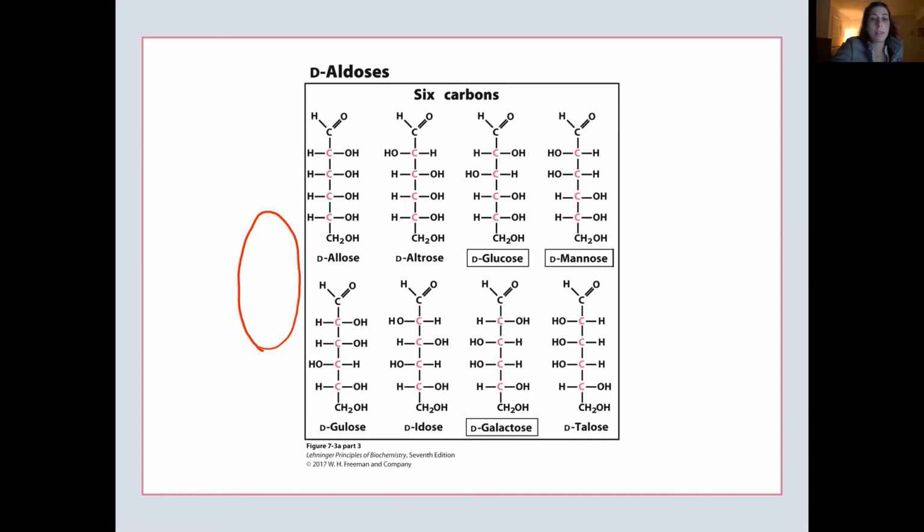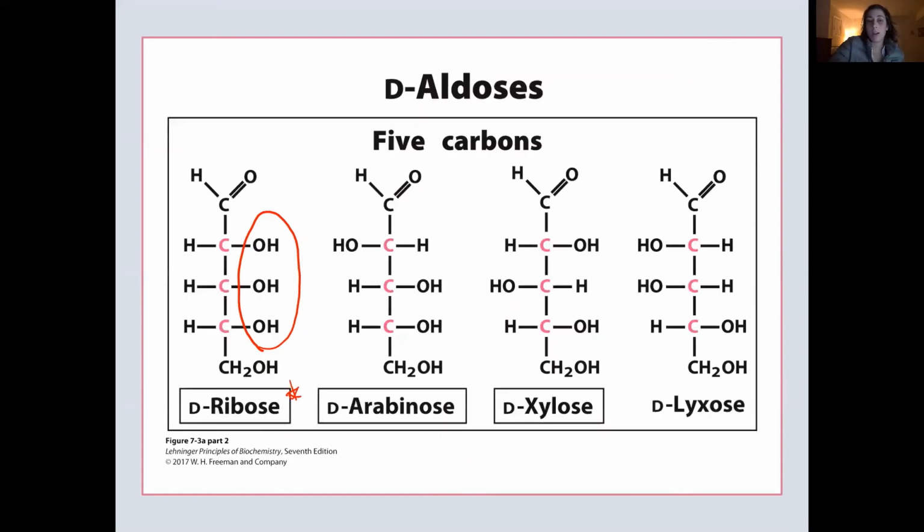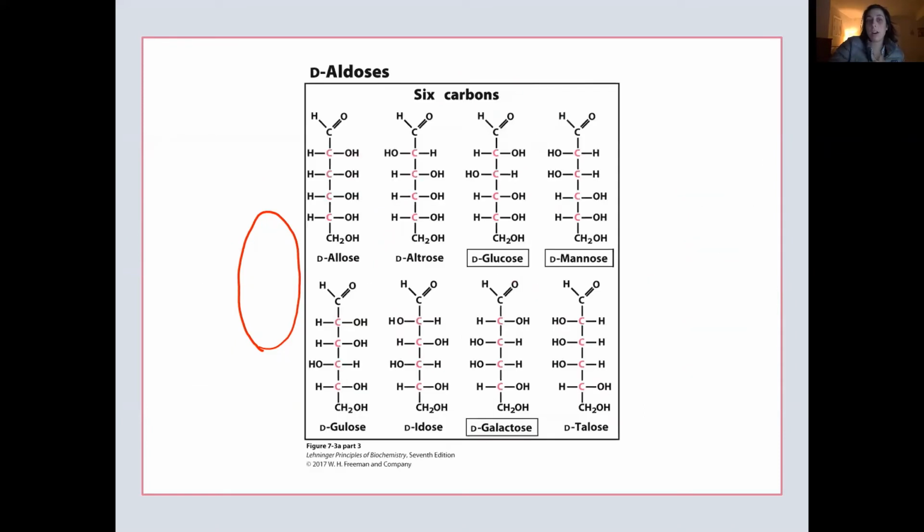Now, what about these other ones? There are more aldose type sugars that we see often in biochemistry. These ones are 6 carbon long. This distinction between the 5 carbon long and the 6 carbon long will become more clear in why you need to know how many carbons there are in it. But do remember our 5 carbon aldoses. And here we're looking at our 6 carbon aldoses.